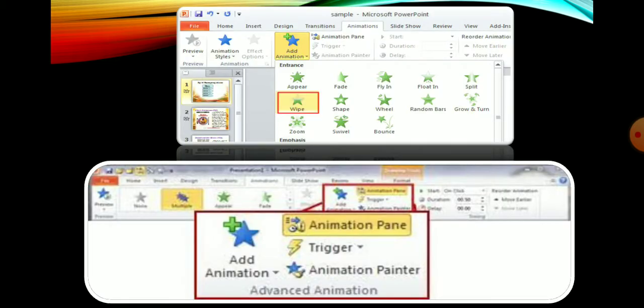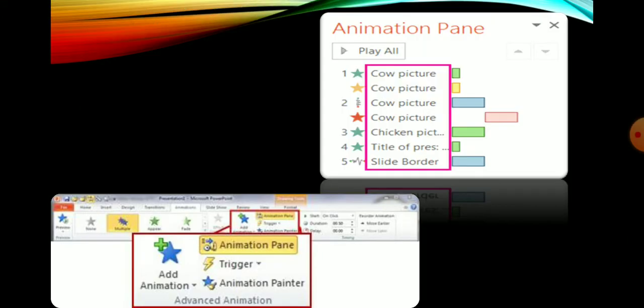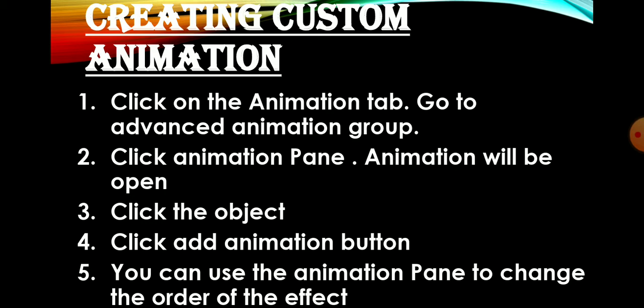Now, creating custom animation. Click on the animation tab, go to the advanced animation group. Click on the animation pane. The animation pane will open on the right side of the window. Click on the object or text on your slide that you want to animate. Click the add animation button to add another effect.